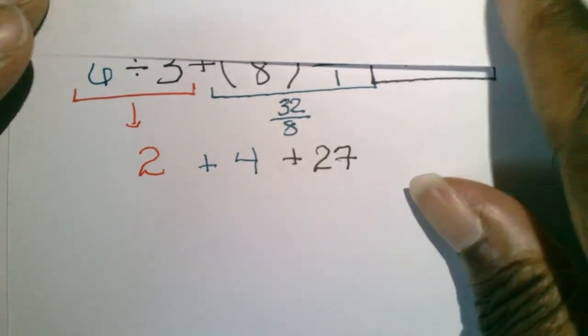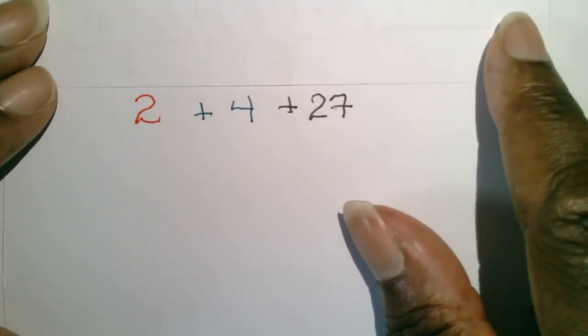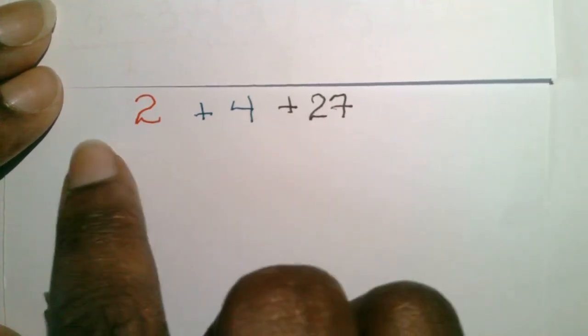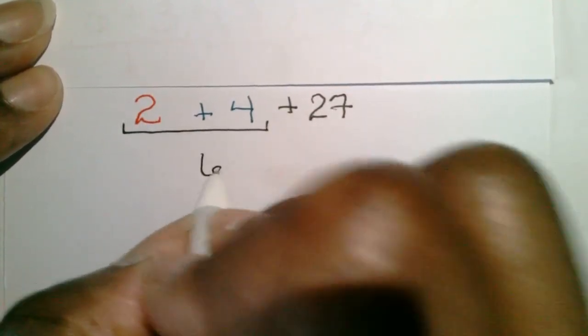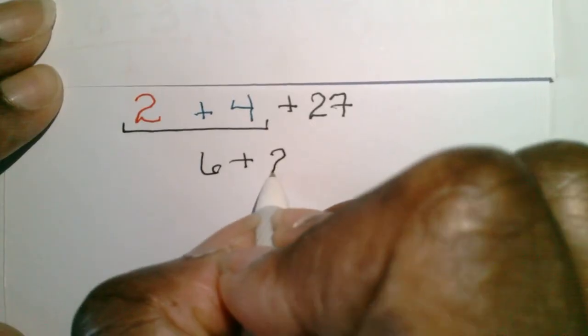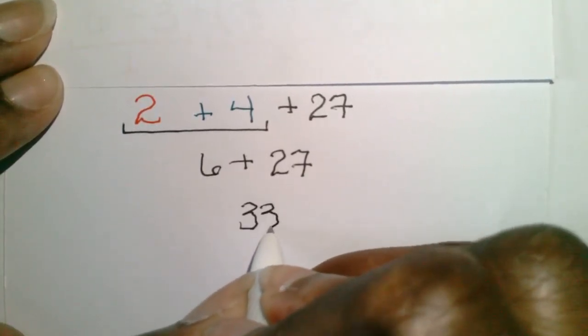Yes, there we go. So now we're coming right down, and all we have left is addition from left to right. So 2 plus 4 gives us 6. 6 plus 27 gives us 33.